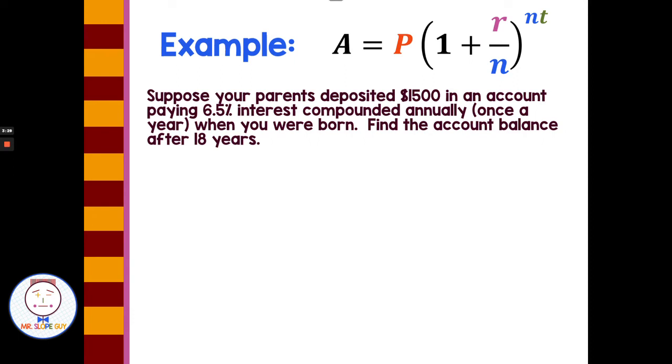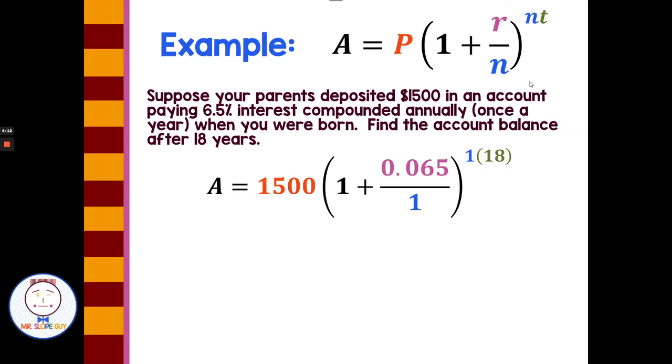So suppose your parents deposit $1,500 in an account, paying 6.5% interest compounded annually, which is once a year. When you're born, find the account balance after 18 years. All right, so we got to figure out our principal, which is our amount of money, our rate, which is an annual percentage rate, also called APR, and banks always advertise in APR. They don't say how much per 6 months, how much for 3 months. Banks always put things out, and investment corporations put things out based on annual rates. So APR, or annual rate. And then N would be the number of times paid per year and time.